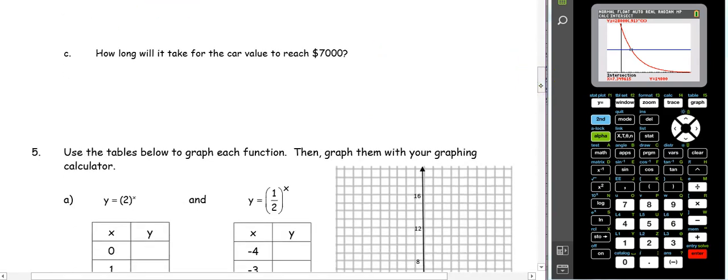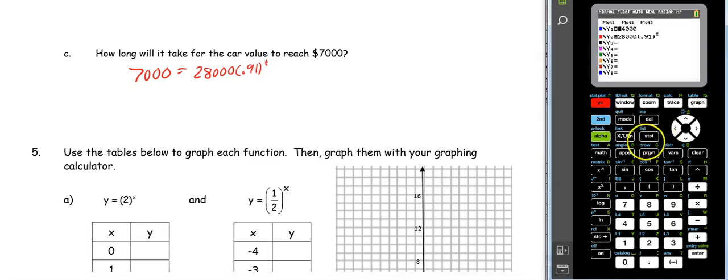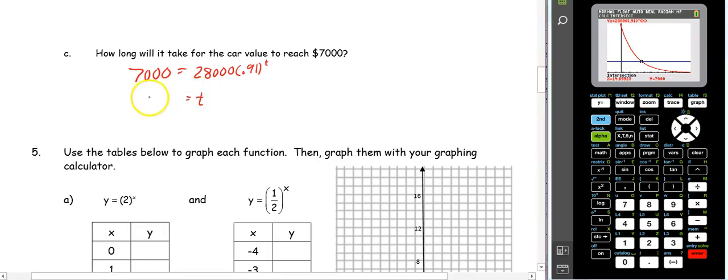In C, how long will it take for the car to reach 7,000? So now we're going to change it so it's equal to 7,000. And we're going to do the same thing. So in our calculator, all we got to do is change y1 to 7,000 and hit graph. So we see our intersection, so we can hit second trace 5, enter, enter, enter. And we get t is equal to 14.70. So we have 14.70 years.